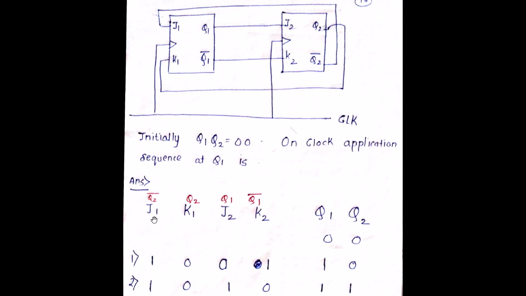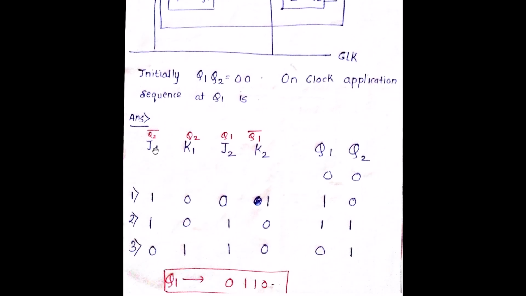So once you write J1 is equal to Q2 bar, it is equal to 1. K1 is equal to Q2, that is equal to 0. J2 is equal to Q1, that is equal to 0. And K2 is equal to Q1 bar, that is equal to 1. So 1, 0 produces 1 and 0, 1 produces 0.